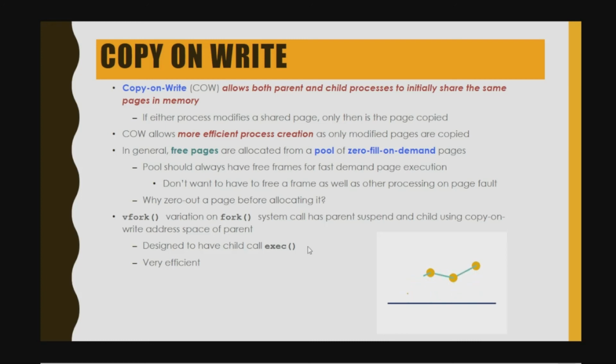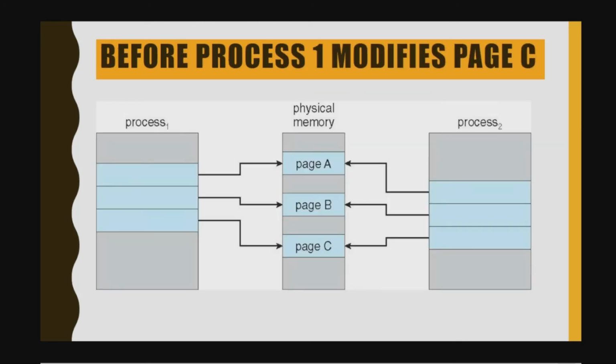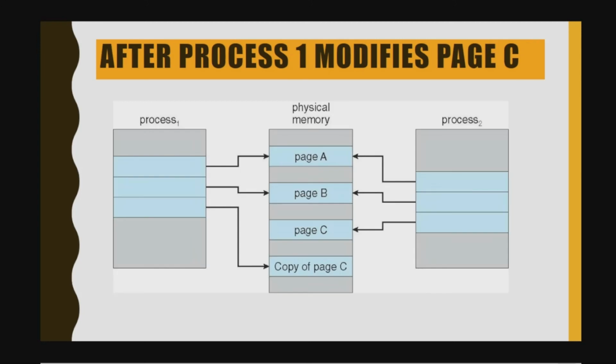For vfork, the vfork function, a variation on the fork system call, has the parent suspend and the child use a copy on write address space of the parent. It is designed to have the child call exec immediately, and is very efficient. So this is before process 1 modifies page C. We have process 1 and process 2, and then here we have the physical memory: page A, page B, and page C.